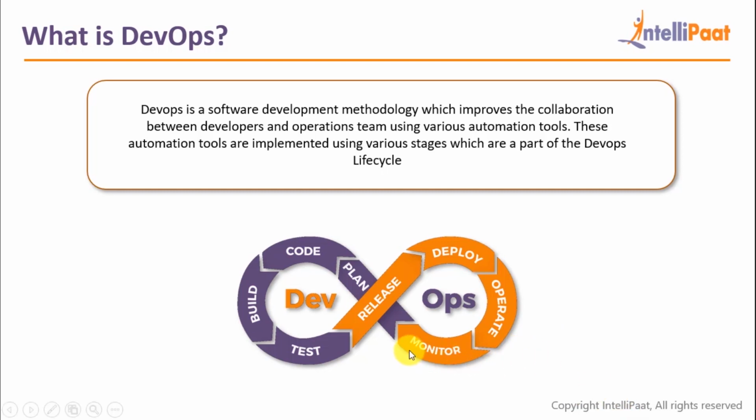And after monitoring, again comes the planning phase, which means if you get any kind of feedback from the monitoring part, you again start planning how to solve the kind of problem that you're getting in the monitoring phase, and then code your way in, build the code, again test it, again release it to the ops guy, and this goes on and on until you get the perfect application.